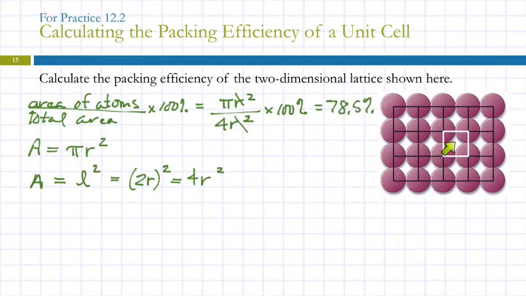So in this square, 78.5% is occupied by the purplish circles, and the rest of it's empty. That percentage applies to the whole thing. Any questions?